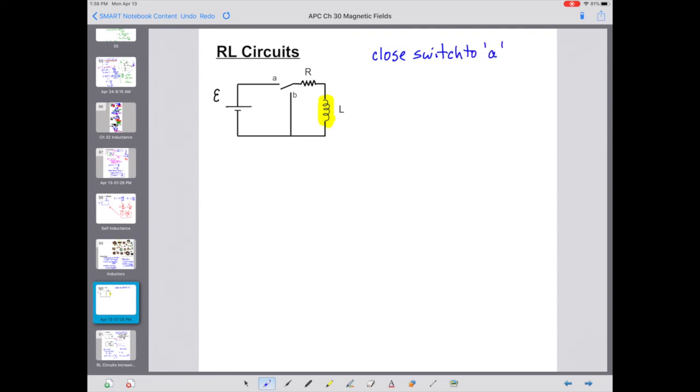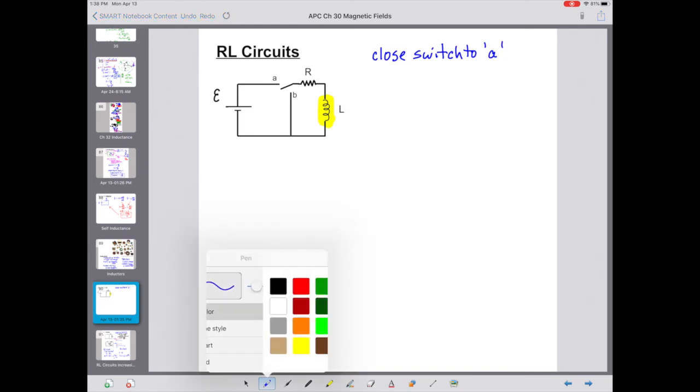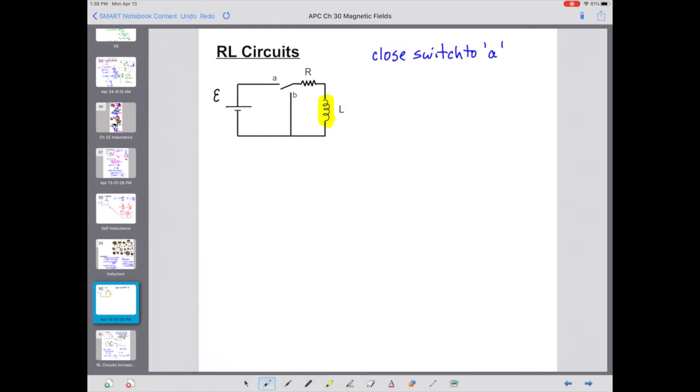When we close that switch to location A, I'm just going to draw a line across there because I'm probably not going to be able to grab that small one. That means this center line is pretty irrelevant there. And we have three things in our circuit. We have our battery, we have our resistor, and we have the inductor.